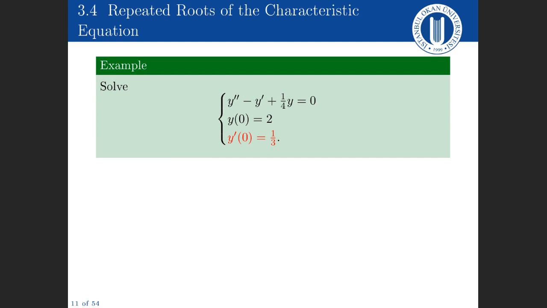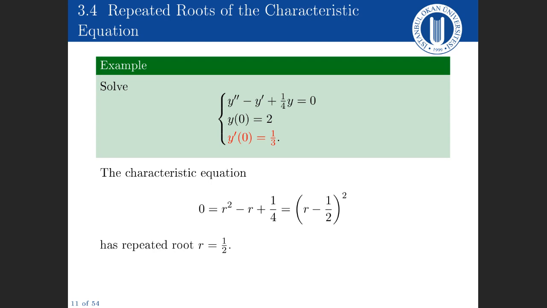For example, solve the initial value problem y'' - y' + (1/4)y = 0, with the initial conditions y(0) = 2, y'(0) = 1/3. We can write down the characteristic equation, and we can see that there is the repeated root r equal to 1/2.